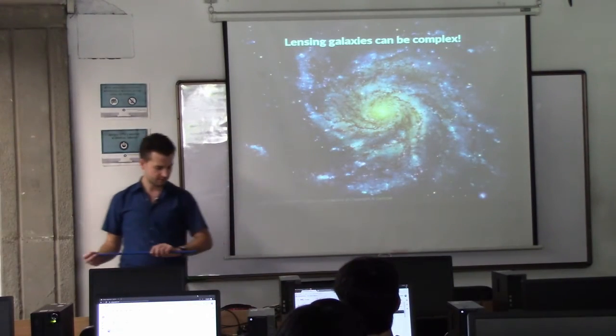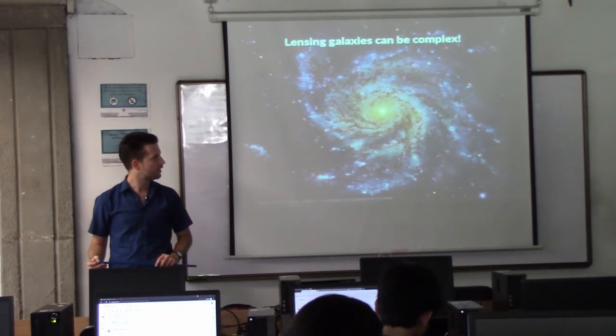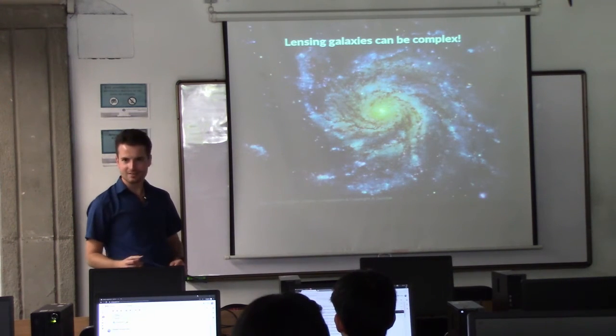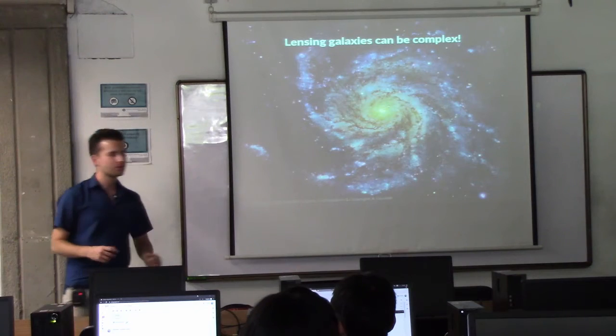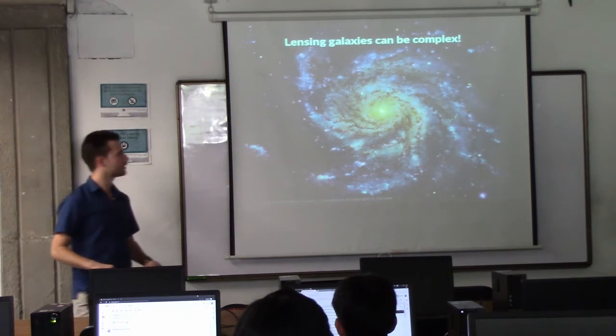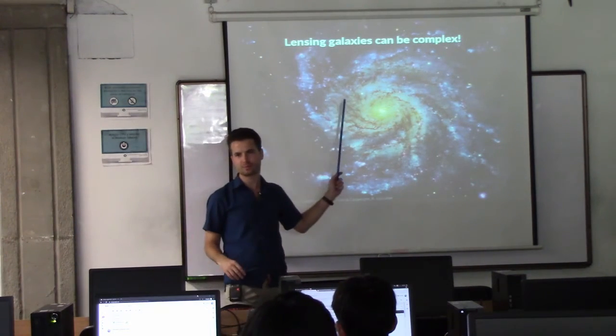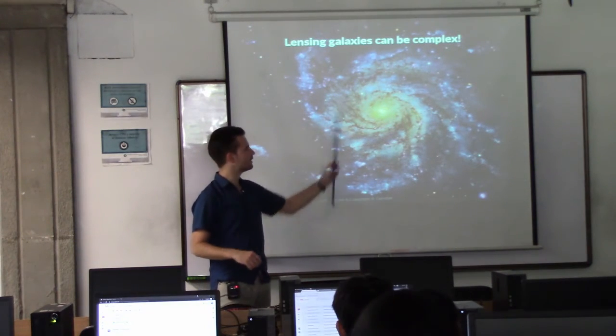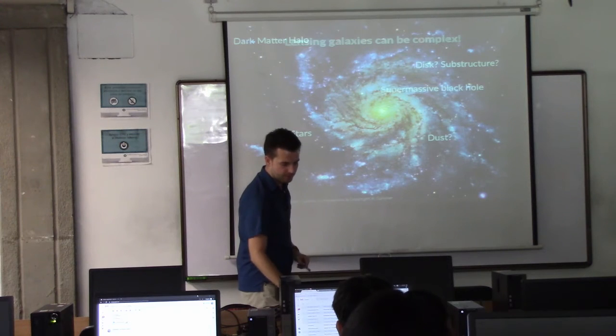Moving a bit to the issues with lenses themselves. I've been showing you all these nice ellipticals. Now I'll show you a spiral. Spiral galaxies are not our normal lenses, but they show the issues we might be having as well.